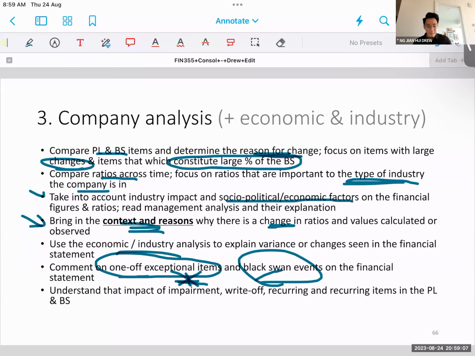All right. There might be some impairment write-off. I hope this is not new. Impairment write-off of non-recurring items. And so we need to understand what the impact is and how it impacts the balance sheet and P&L. So we need to do some comments here and there. Right? So do not worry. I mean, there are a lot of things to consider.